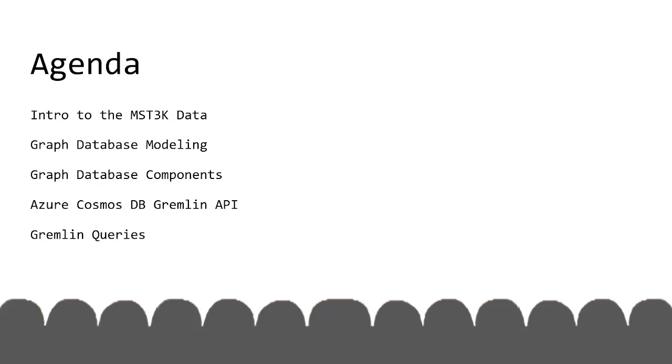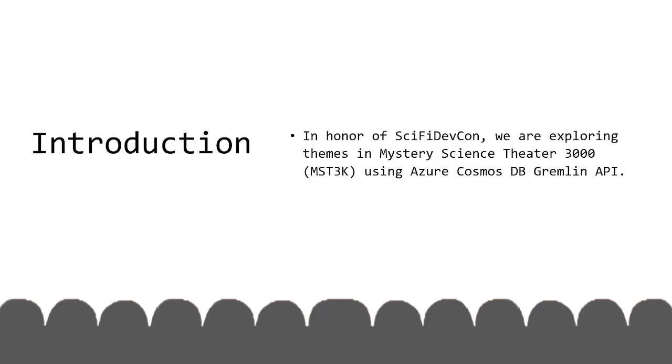Some things to watch out for today. We're going to take a look at the data and how I got at this data. Then we're going to talk about how we use this data to model our data to fit in a graph database. We'll talk about the graph database components and some terminology to be familiar with. Then we'll look at our Azure Cosmos DB Gremlin API, and then finally we'll look at some Gremlin queries.